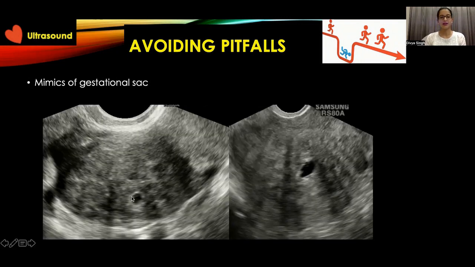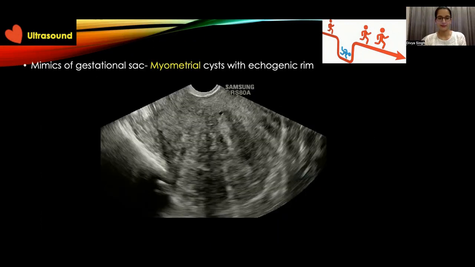Now, in this case, we do see some anechoic structure, and it also happens to have an echogenic rim. This is another structure which is anechoic, though it's not very clear. It seems to have some echogenic strands within it, but it has an echogenic wall. Now, is this truly a gestational sac? Let's see in the next clip.